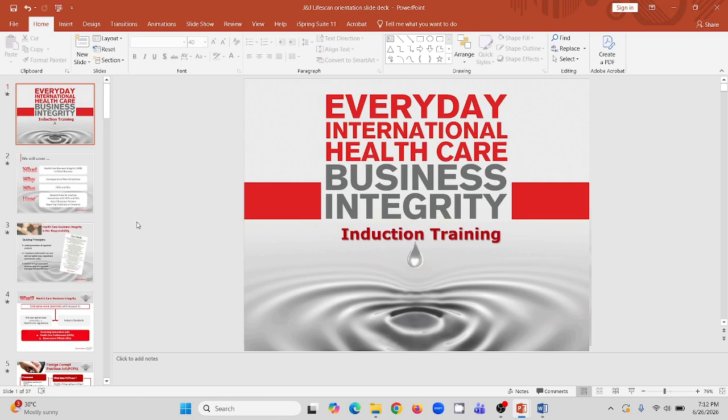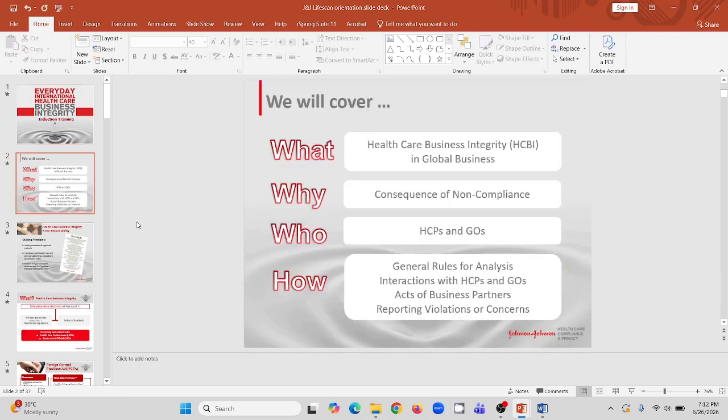So let us try to understand what it is that you see on screen. This is something to do with healthcare, right? If you look at keywords, healthcare, business, integrity, and induction training is already mentioned. So you know that this is something to do with training. On the next screen, you are looking at healthcare business integrity in global business. So what is it that they are trying to teach? Something to do with healthcare.